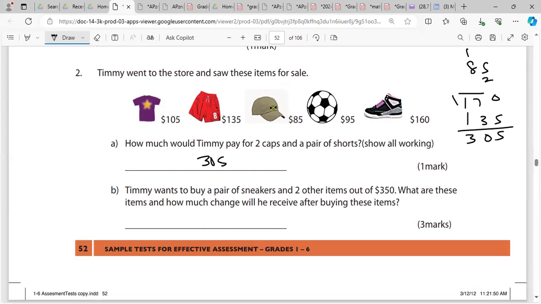Timmy wants to buy a pair of sneakers and 2 other items out of 350. What are these items and how much change would he receive? So one sneaker is 160. No man, something wrong with that. He can't get anything for that because when you add 160 and 160 that's 320. So this looks like a flaw.